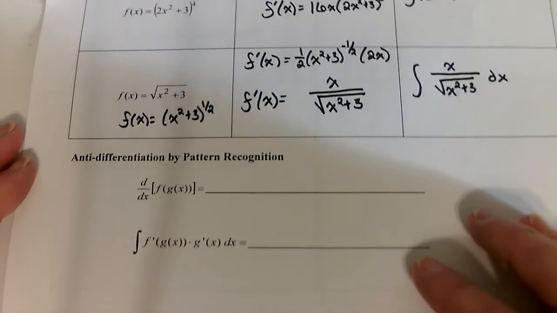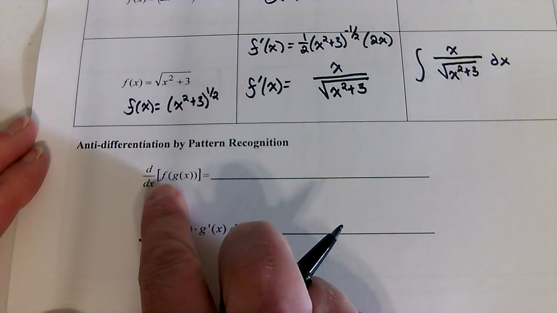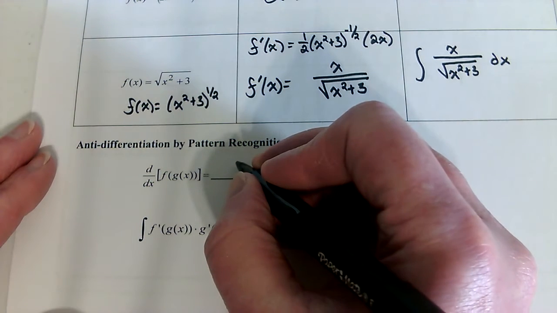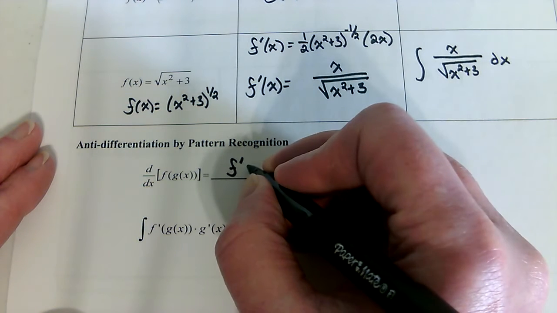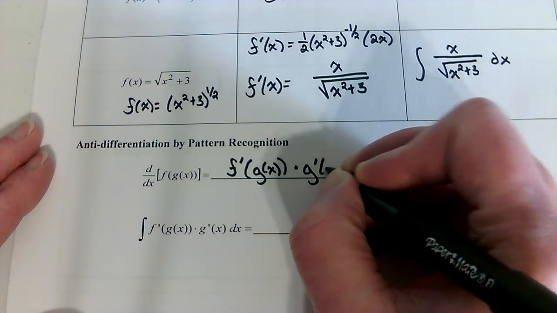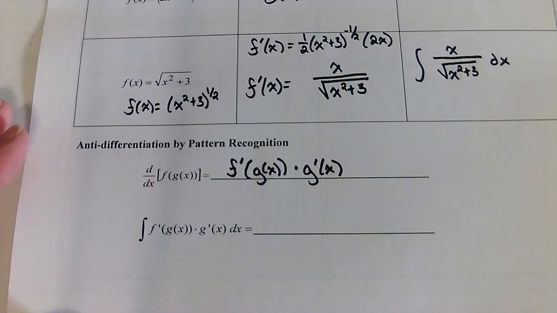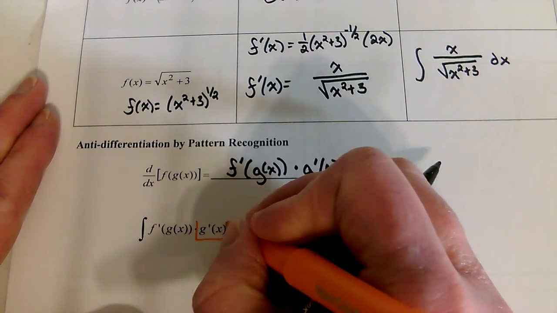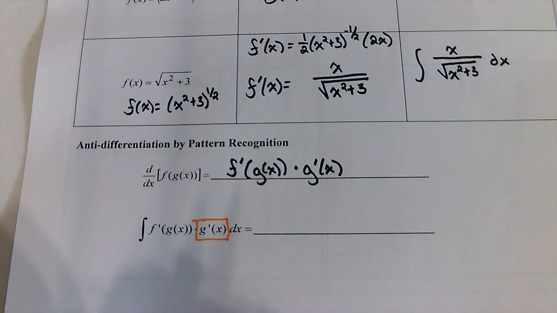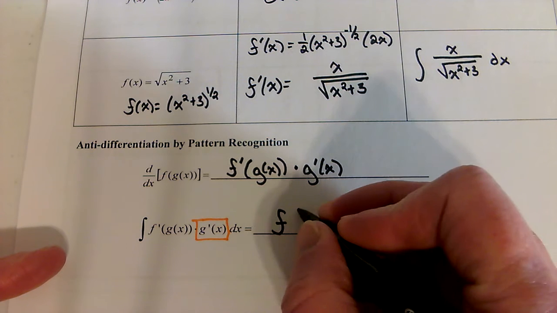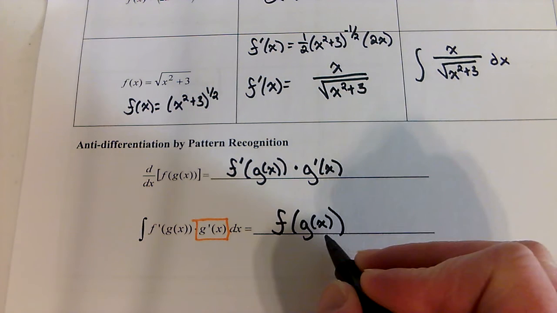some of these can be done by what is called pattern recognition. We know when we take the derivative of a composite, of a chain rule, we would take the derivative of the outside, leave the inside unchanged, then multiply by the derivative of the inside. So if I can see the derivative of the peanut plain as day, then if I recognize that, I know it's just f of g of x.